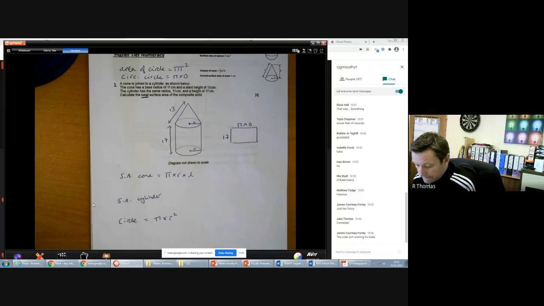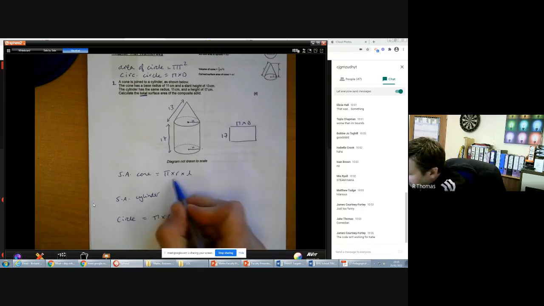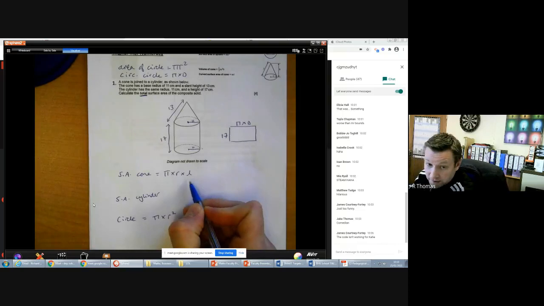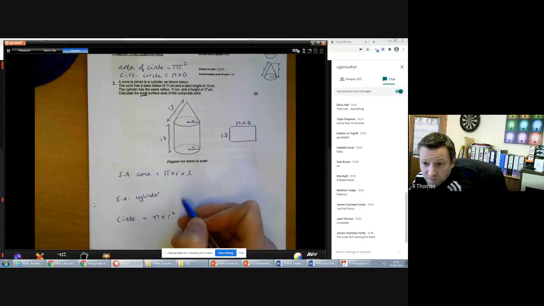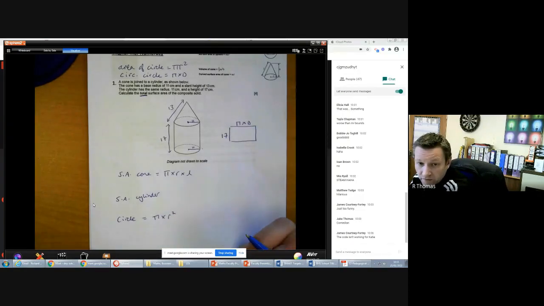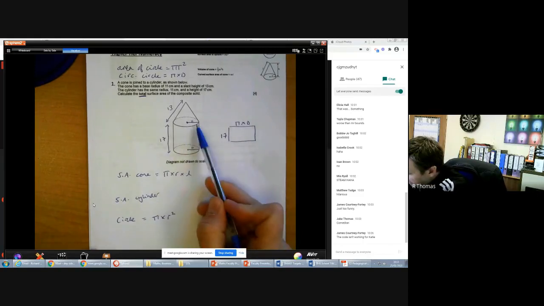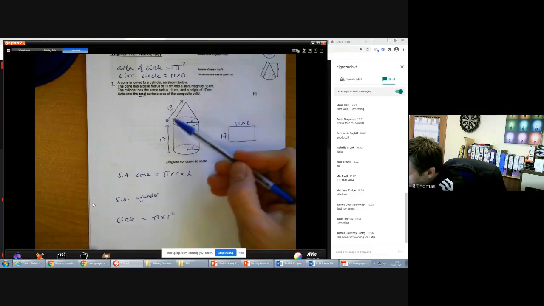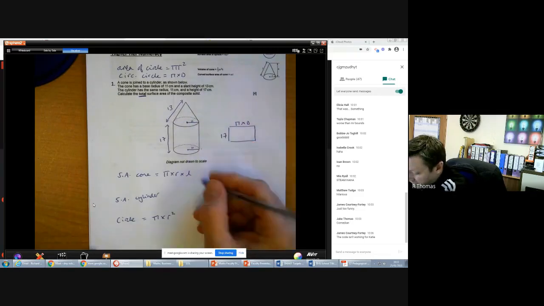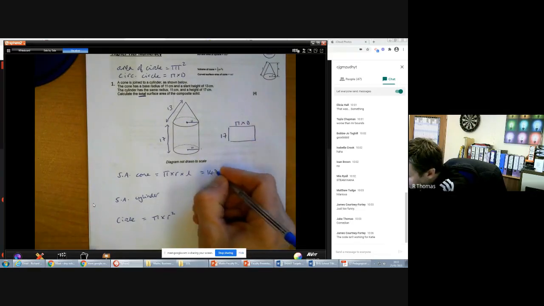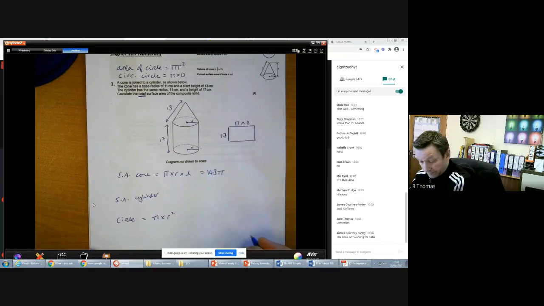Right, pi times radius times length. Now I'm going to give you a tip here, and I'm going to keep everything in terms of pi until the very end, because it just makes it a bit easier. So if the radius is 11 and the slant height of the cone is 13, 13 11s are 143, so that's 143 pi. The circle bit at the bottom, pi times radius squared, 11 squared is 121, so that's 121 pi.